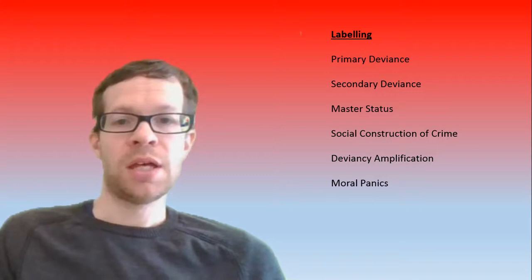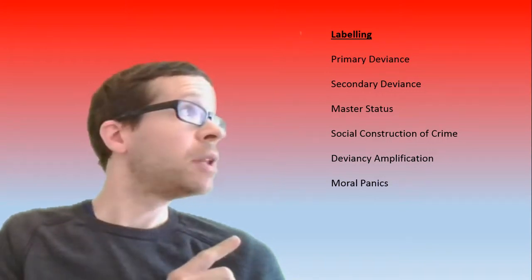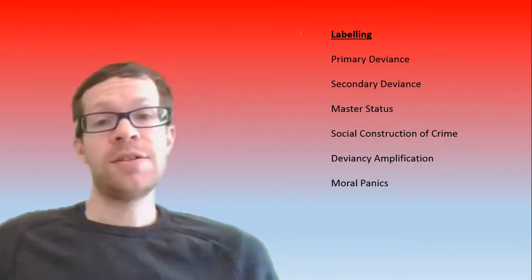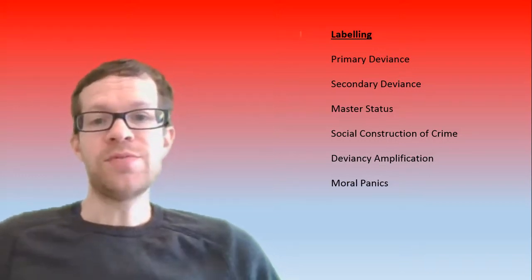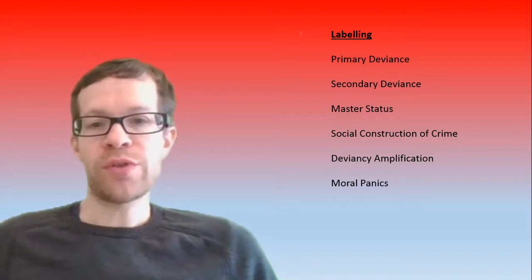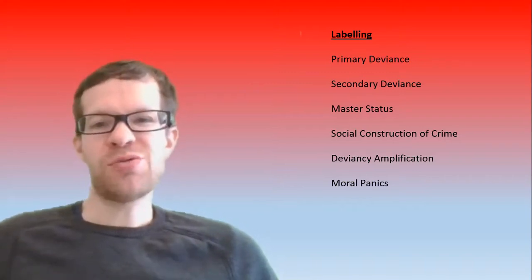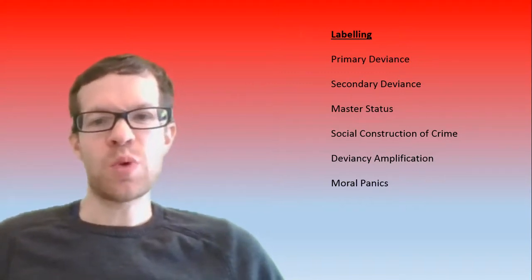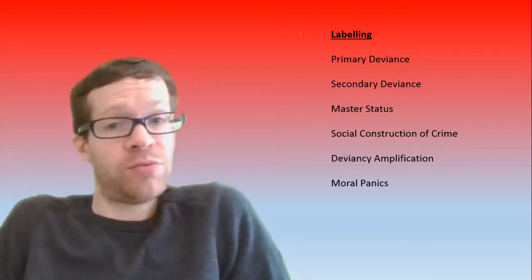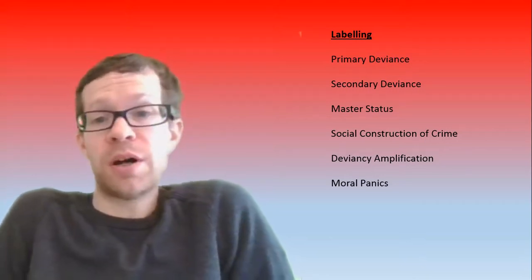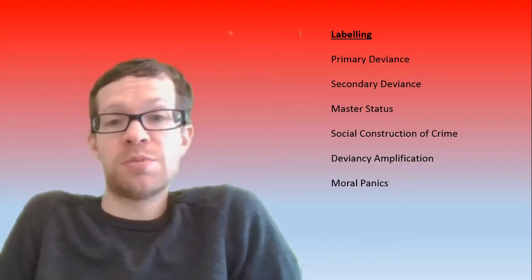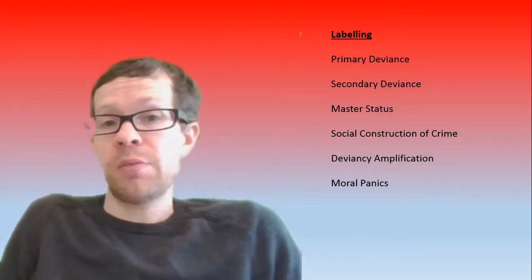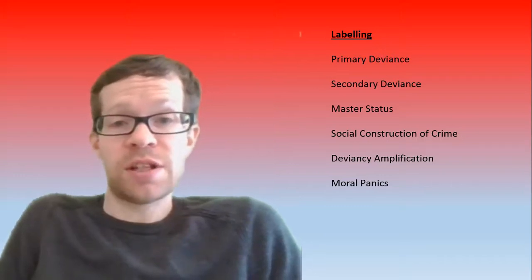Okay, so now we turn to look at labeling theory. And this is different from the other theories that you've looked at so far. It's different because it doesn't really try and answer the question, why do people commit crime? That's what functionalism, Marxism, Neo Marxism, subcultural theory have been trying to do. They've been trying to answer that question, why do people commit crime? Labeling theory isn't trying to answer that question.